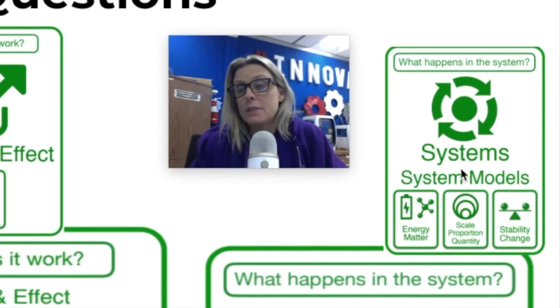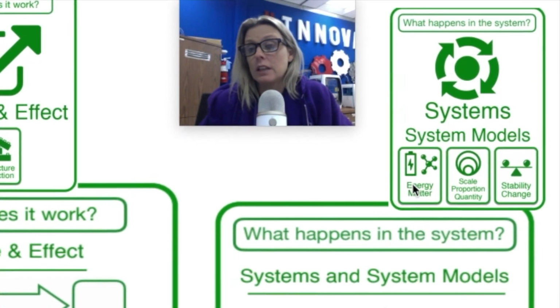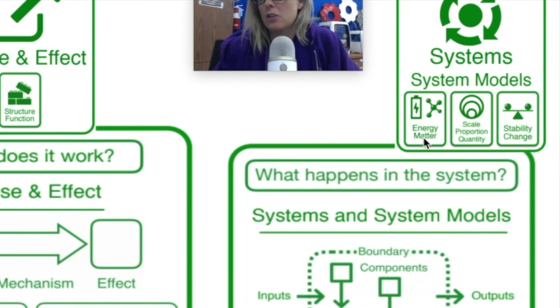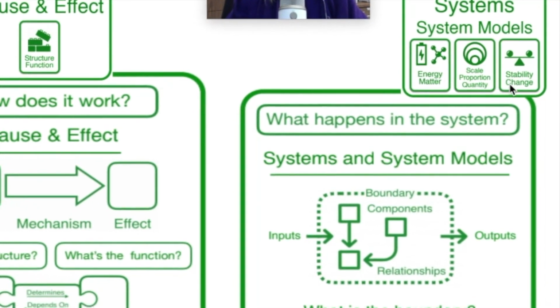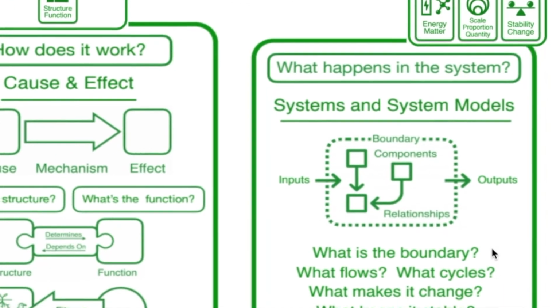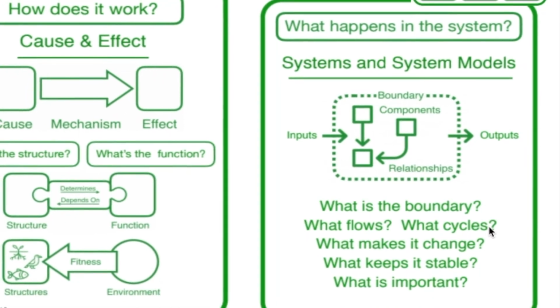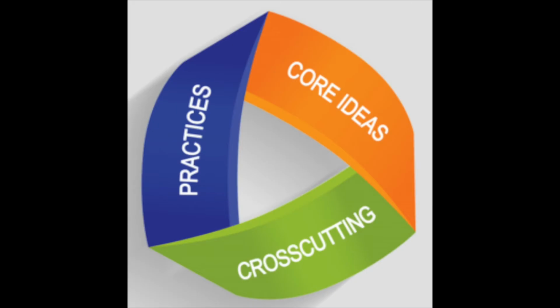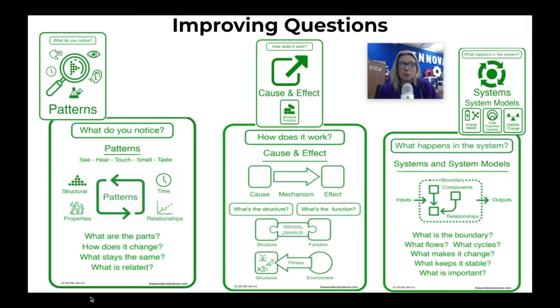And the same thing with systems and system models. Is it a system of energy and matter, scale, proportion, and quantity, or stability and change? And then those probing questions that can relate to each one of those. All right, hopefully those cards will help you put those three dimensions together. Remember, it's what do they need to know for the orange? What are they supposed to be doing in the blue? And how should they be thinking about it is the green.